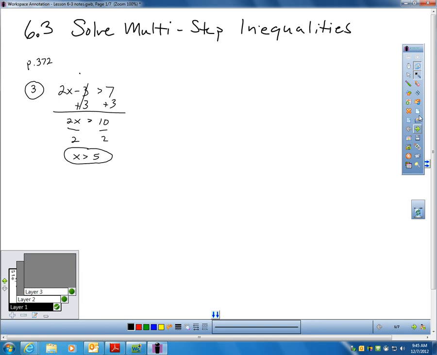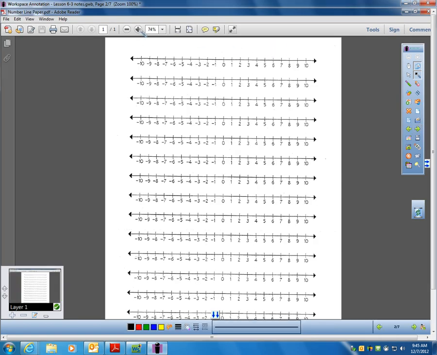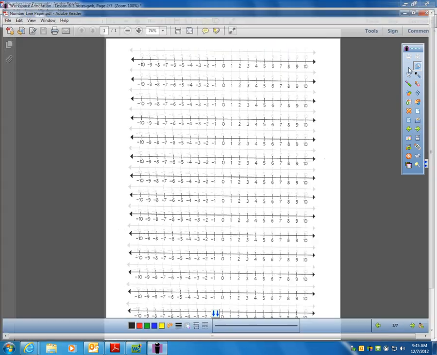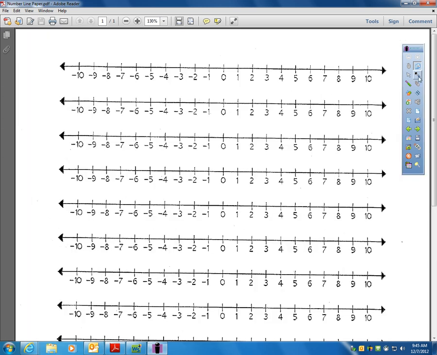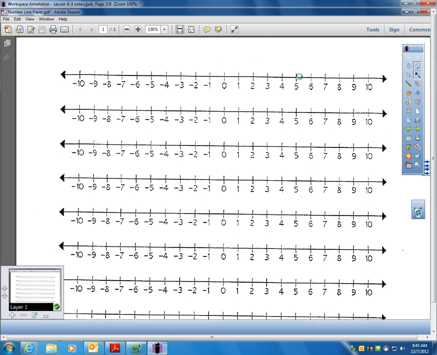I want to graph that, so let me enlarge this. There we go. I want to go to 5. I want an open circle at 5. It didn't say equal. I want values that are greater than 5. There would be a graph of that situation. Okay?